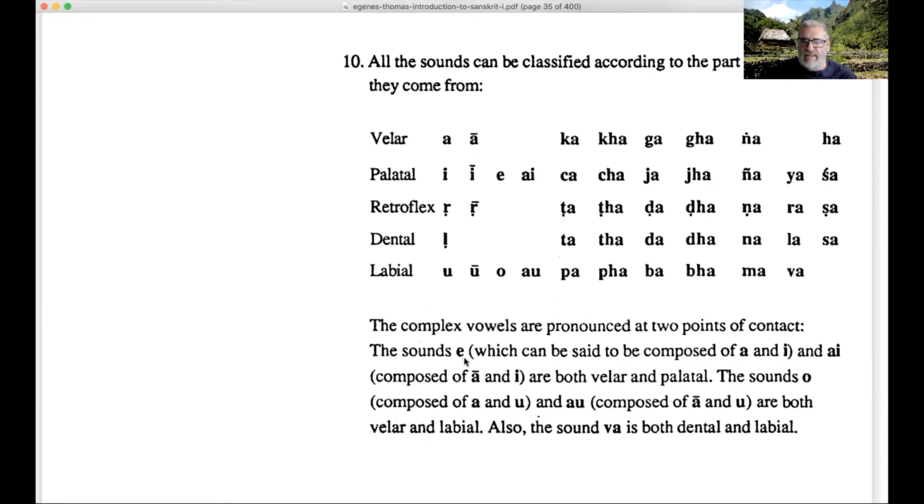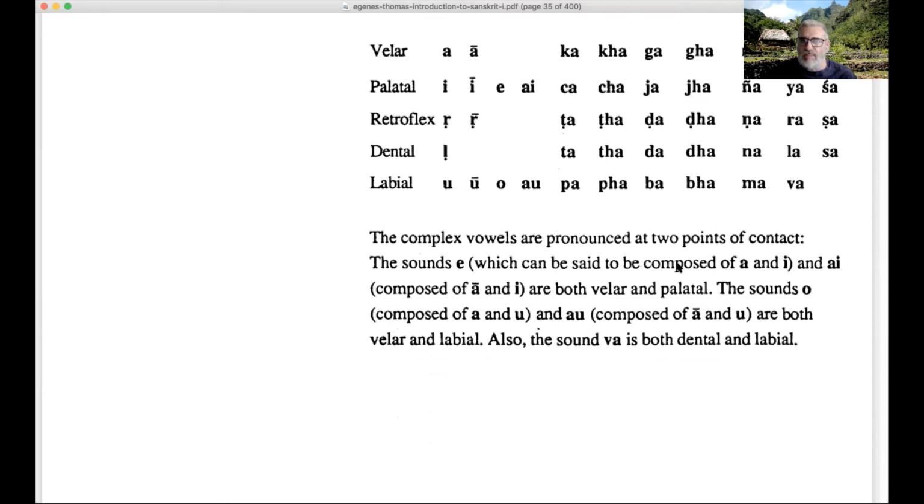Right, the sound E is said to be composed of A and I. And AI is composed of long A and I. So the sound which is seen in English as an E is composed of short A and I. The sound AI in Sanskrit is made up of a long A and I, right? These are both velar and palatal. They're both guttural and palatal. So Panini's sutra is edaito kanta talu. Kanta talu. So they're also kanta and also talu. They're also guttural. They're also palatal.